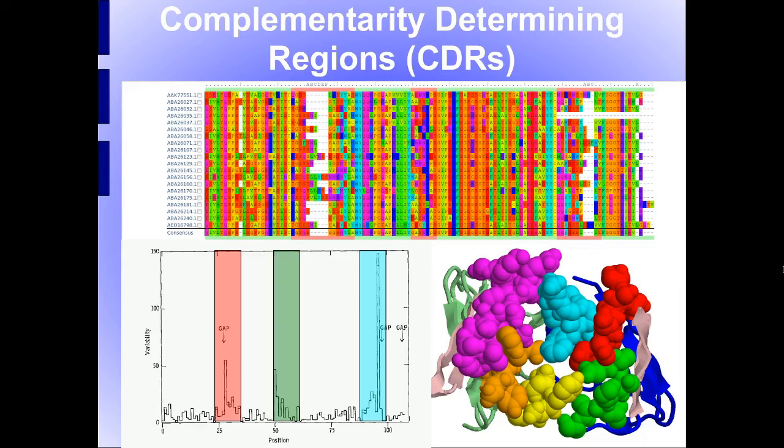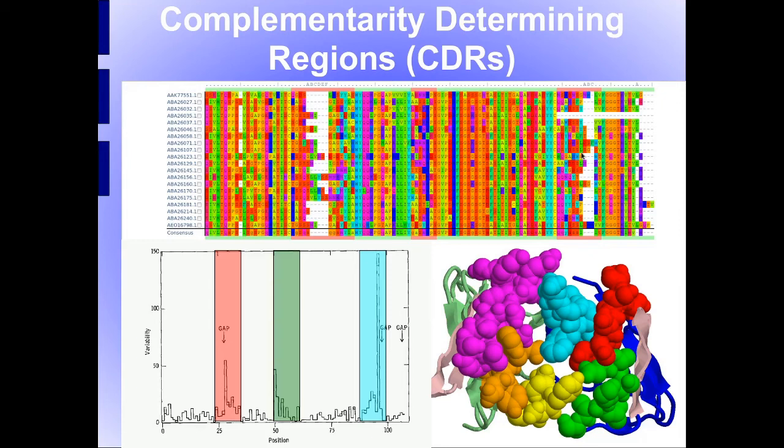Now, if we look in a bit more detail at these, what I've done here is to show you a sequence alignment of several different antibodies, and you can see that there are regions that are quite conserved, so here for example, and here, but there are regions like here and here which have hugely more diversity. Now, these are the CDR loops.